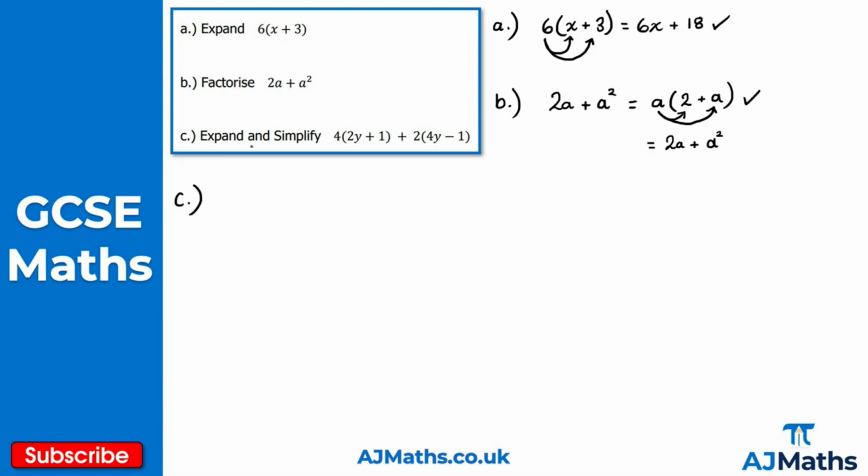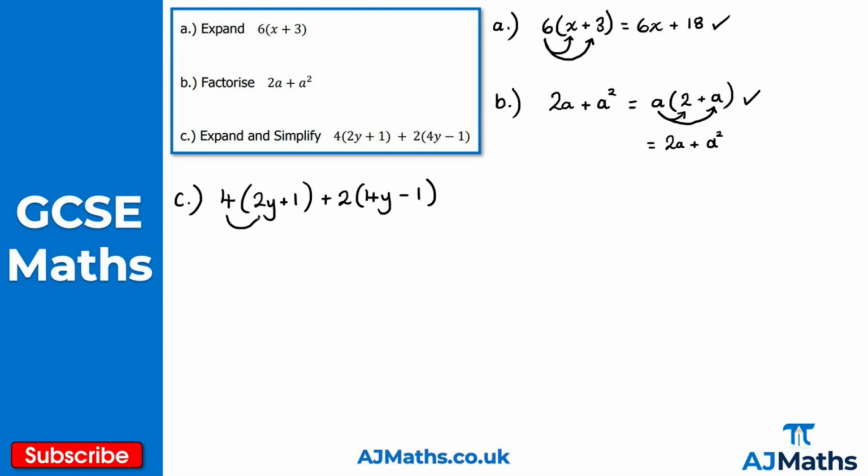And then finally here for C, we're asked to expand and simplify. I've got 4 lots of 2y plus 1 plus 2 lots of 4y minus 1. So to expand and simplify, what we do here is begin with the first bracket here. So expand this first single bracket. Then we expand the single second bracket here. And then we're just going to collect like terms and simplify the expression.